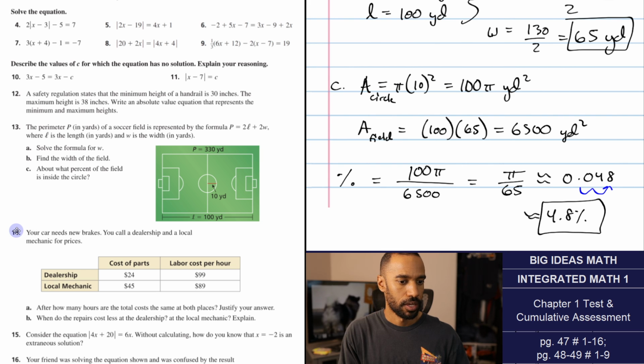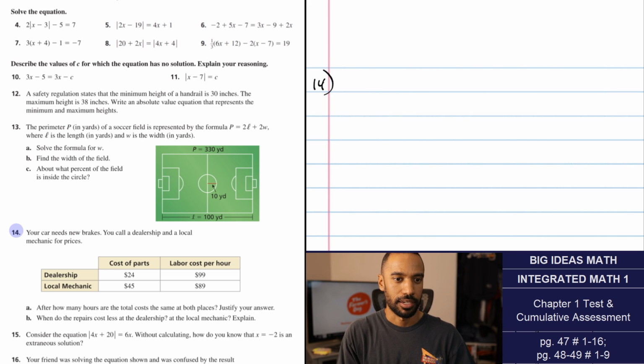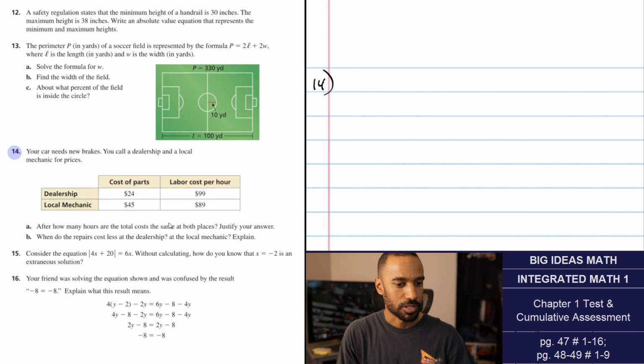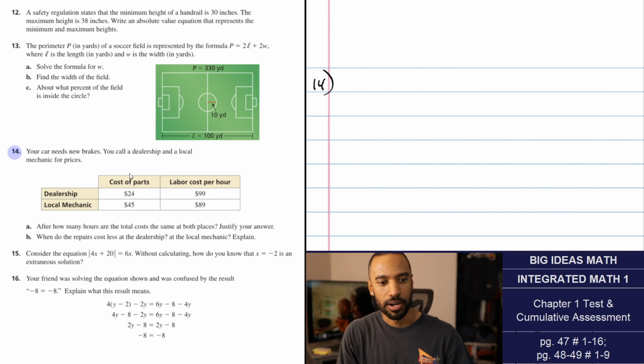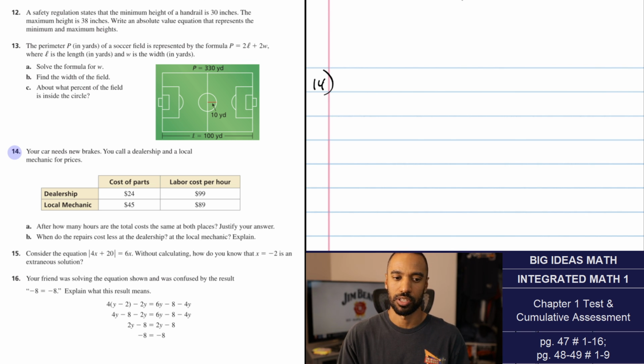Number 14. Your car needs new brakes. Well, don't tell me things that I don't want to hear. You call a dealership and a local mechanic for prices. The cost of parts is $24 versus $45 at the dealership versus the local mechanic. Labor cost per hour is $99 versus $89. It says, after how many hours are the total costs the same at both places? Justify your answer. This is part A.